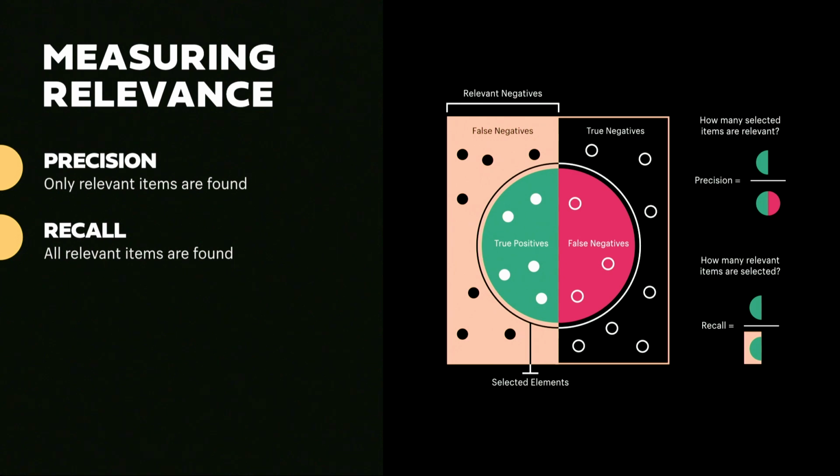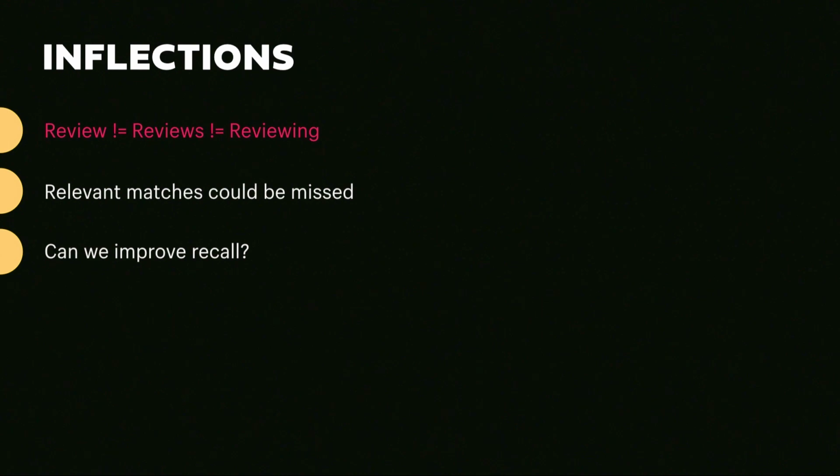Now, when we tune our search engine, we want to make sure to improve both. But sometimes there is a trade-off between them, and this is what I want to get into. Let's see some examples. Inflections. So for a search engine, review, reviews, and reviewing appear as three different words. A search engine doesn't know they refer to the same concept, and searching for one will not match any of the others. So that can cause some relevant matches to be missed.